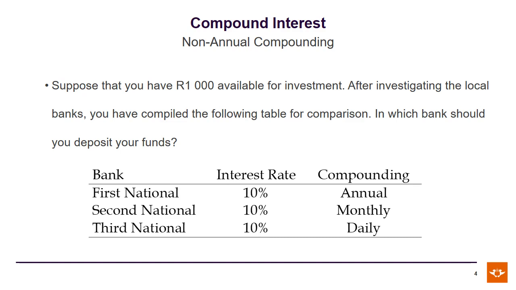The First National offers an interest rate of 10%, and its compounding period is annual. The Second National Bank offers an interest rate of 10%, but its compounding period is monthly. And the Third National Bank offers an interest rate of 10% as well, but its compounding period is daily. So where to from here?